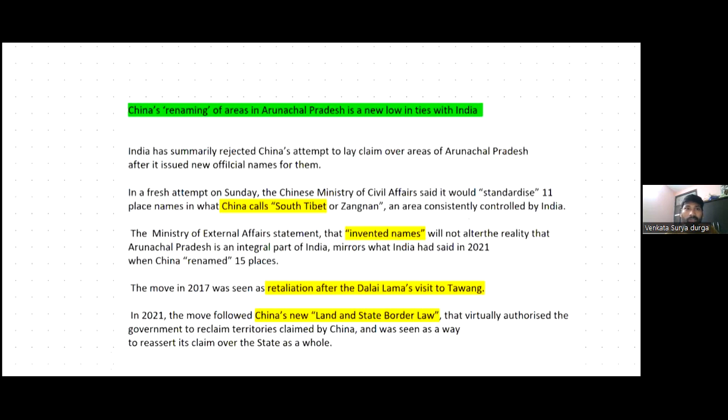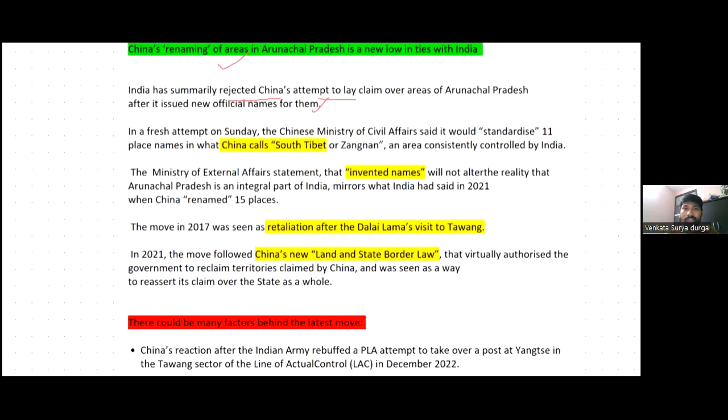China's renaming of these areas in Arunachal Pradesh is a new low in ties with India, because India summarily rejected China's attempt to lay claim over areas in Arunachal Pradesh. This was a statement issued by the government of India, because the Chinese Ministry of Civil Affairs said it would standardize 11 place names in what China calls southern Tibet. Just remember, China calls Arunachal Pradesh southern Tibet.